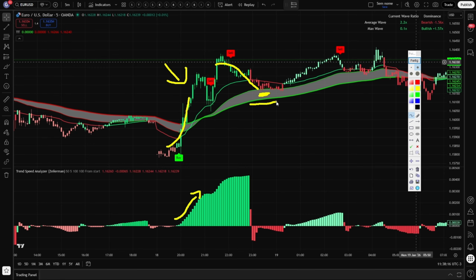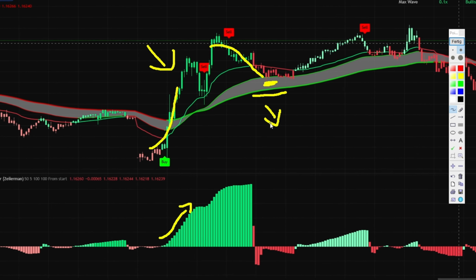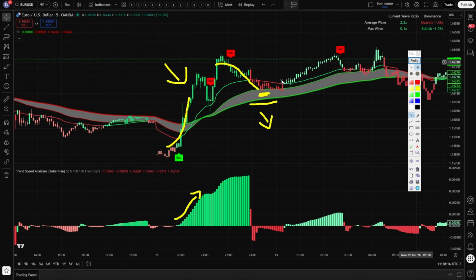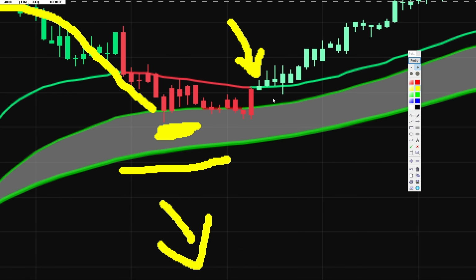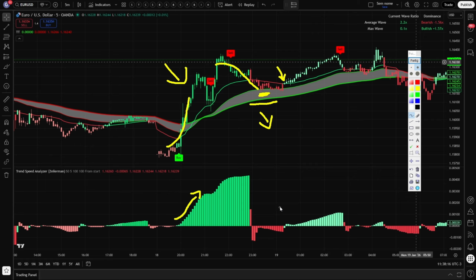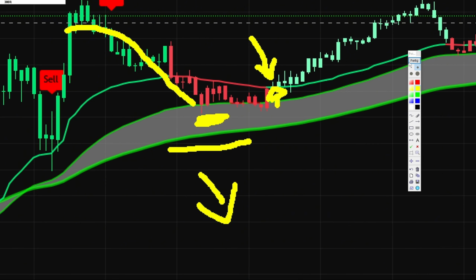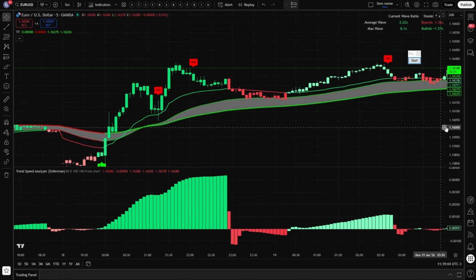Provided that it does not fall below the moving averages at this point, it will continue to sustain an upward pullback structure. So when the candles start to turn green again right here, we'll notice that the histogram will also become green, and this central moving average here will likewise turn green as well. When that happens, I'll be able to place my buy entry.